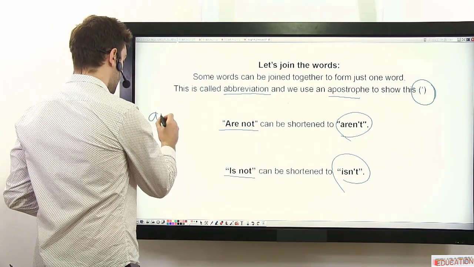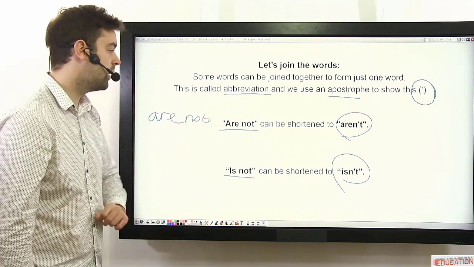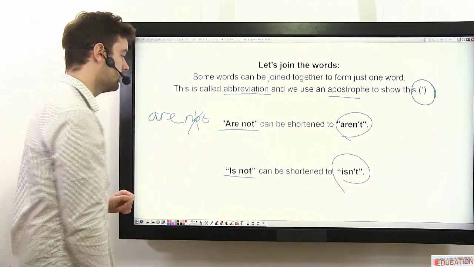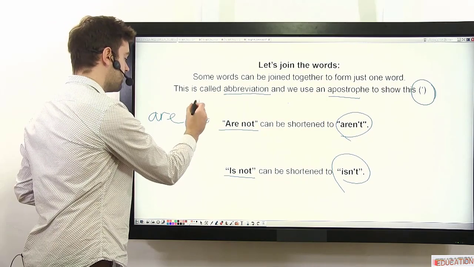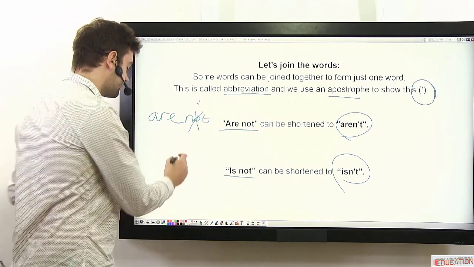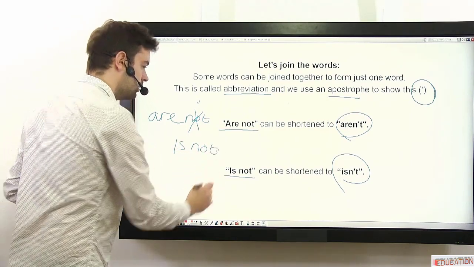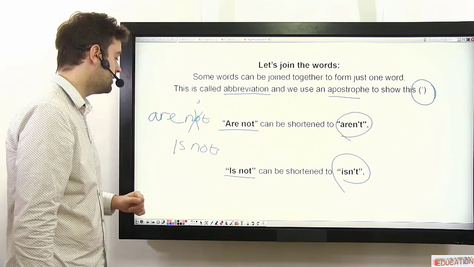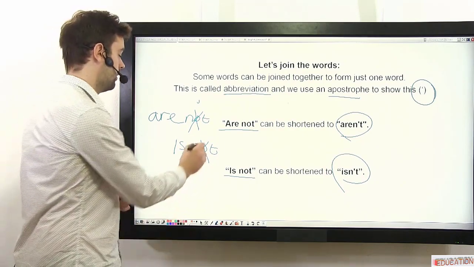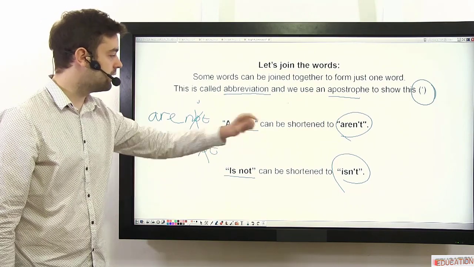So, are not. What words do we get rid of? Are not. We get rid of the O. And we add the apostrophe. Is not. We change it to isn't. Again, we get rid of the O, and we add an apostrophe to change it to isn't.